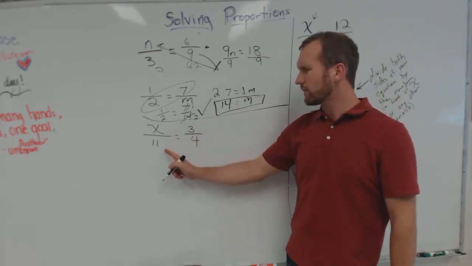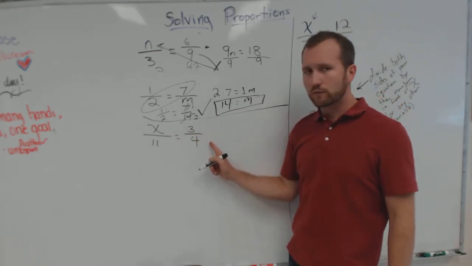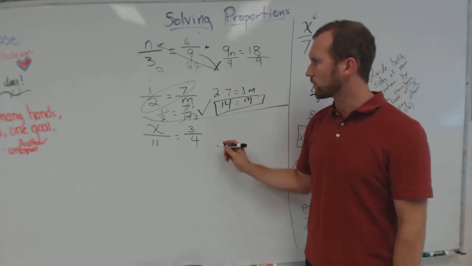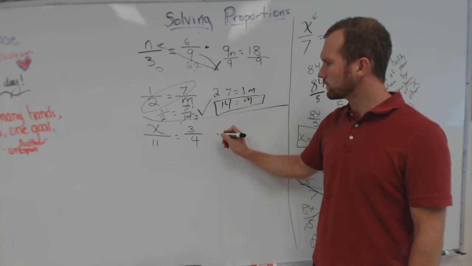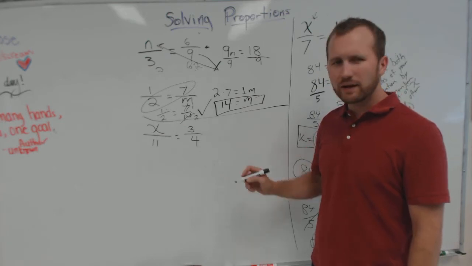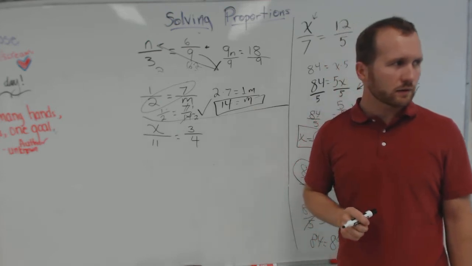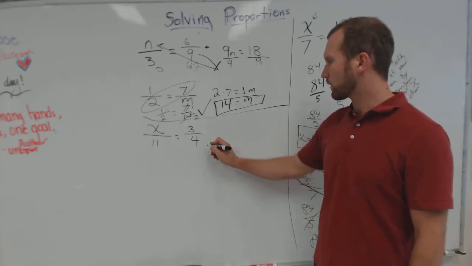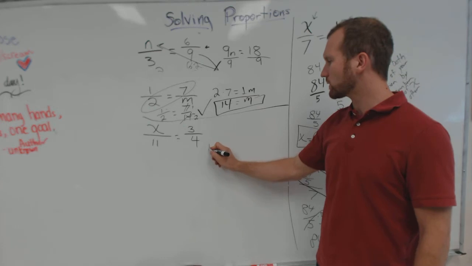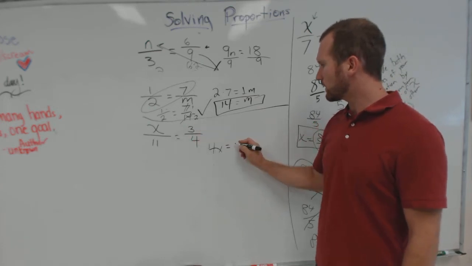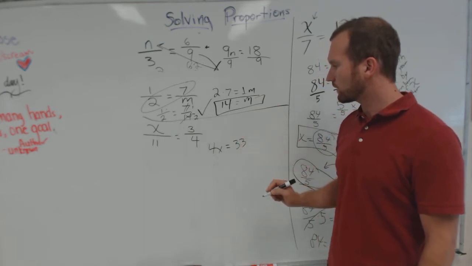X over 11 equals 3 over 4. So, anything I can reduce there? No. So x times 4, which I'm going to write as 4x, equals 11 times 3, which I'm going to write as 33.